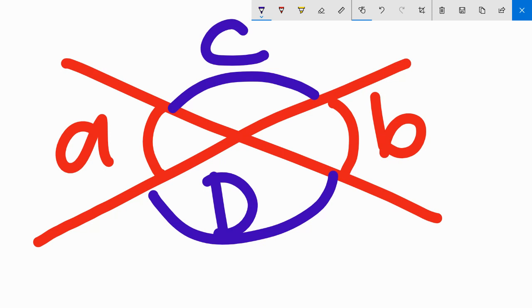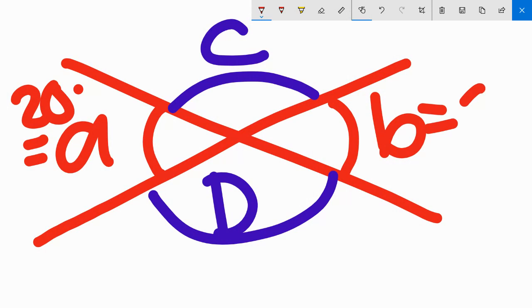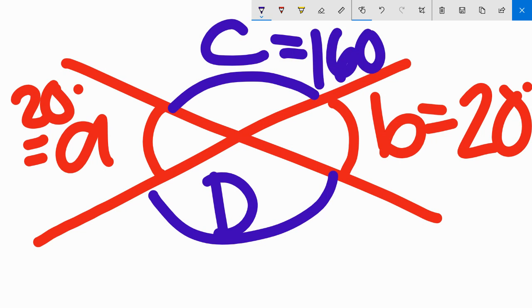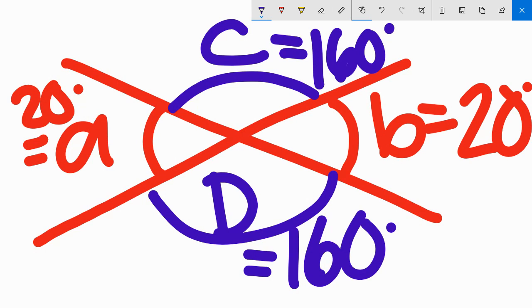So if angle A is 20 degrees and B is vertical to angle A, that one is also 20 degrees. Okay, if angle C is 160 degrees and angle D is vertical to angle C, it is also 160 degrees. So vertical angles are equal. If angle A and B are vertical, angle A is 20, angle B is 20. Angle C and D are vertical, so if angle C is 160, then angle D has to be 160 degrees.